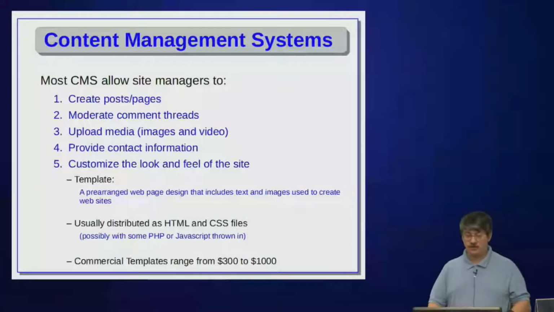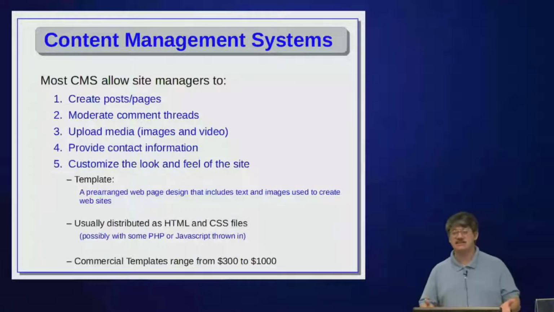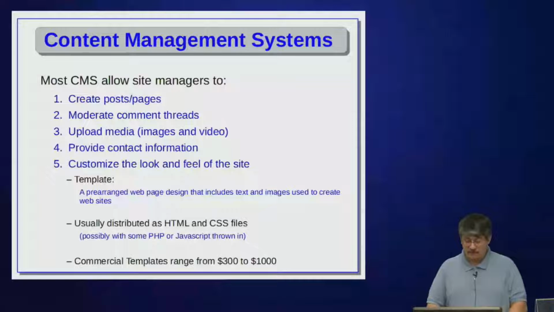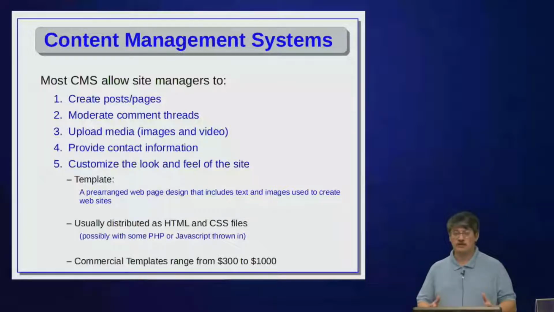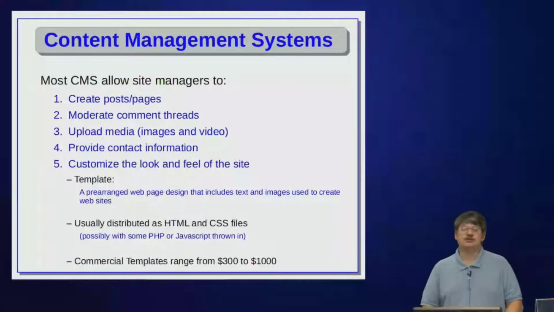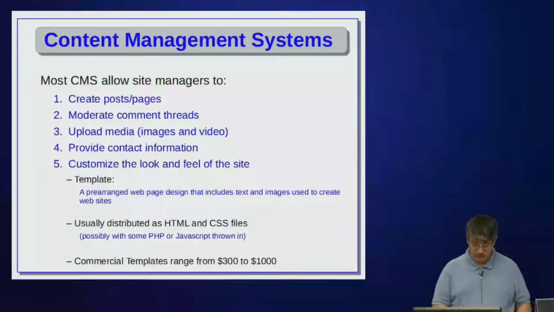So the templates are usually distributed as a package that includes HTML and CSS files and possibly some PHP or JavaScript or something that makes them more interactive. And you can get some of those for free, but the best ones you usually have to pay for. A commercial template ranges in price anywhere from $50, $300, to $1,000 for a really good one. So if you expect to make money off your site, it's worth investing a little bit of money in a good template that has been well tested and that looks nice. If you're just throwing up something for, say, a nonprofit organization that can't afford something, you can find some really cheap $50 ones that will do the trick.